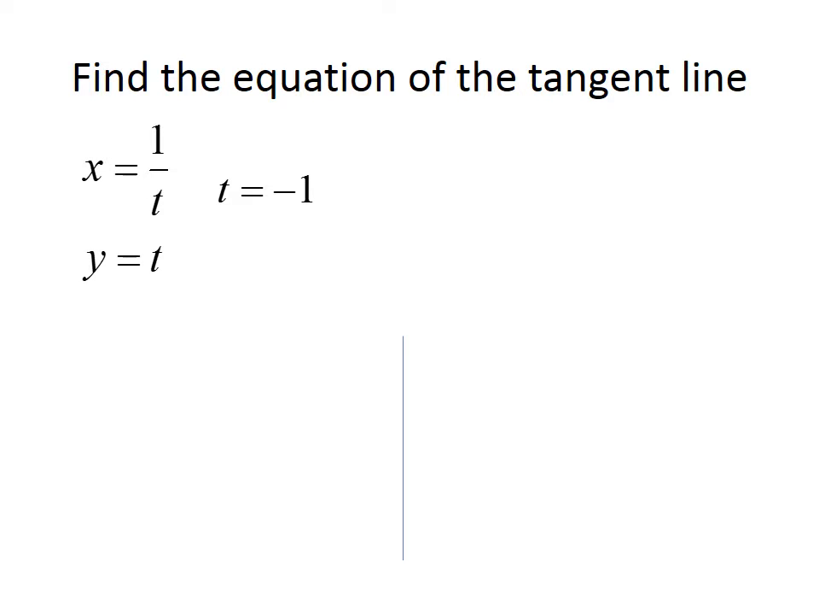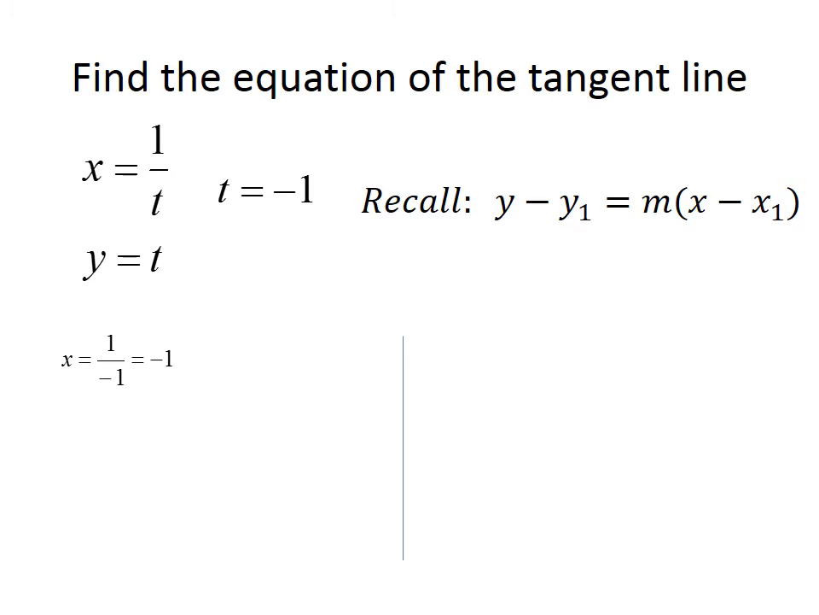So we're going to find the equation of the tangent line. To find the equation of the tangent line, we have to use the slope. So remember, the equation of the tangent line is y minus y1 equals m times x minus x1. That still works. So to find m, I have to find the derivative.